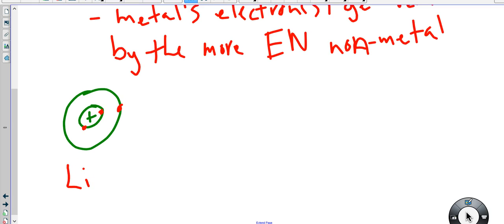And then I have fluorine. Fluorine is going to be smaller than lithium, right? Because the size decreases as you go across, and it's going to have a stronger positive pull from the nucleus. That's not really smaller, I could do better. There we go, better. And so it's going to have 7 valence electrons.